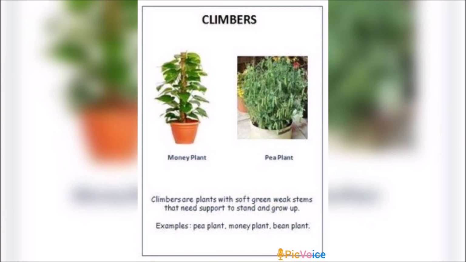So climbers are plants with soft green, weak stems that need support to stand and grow up. This is called climbers. The examples are money plant, pea plant, bean plant, etc.